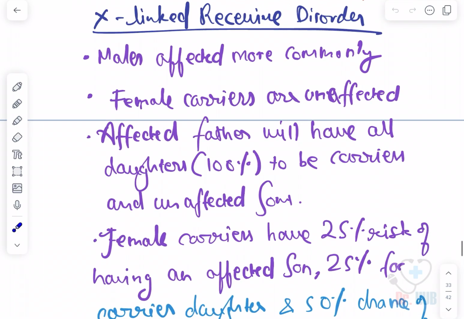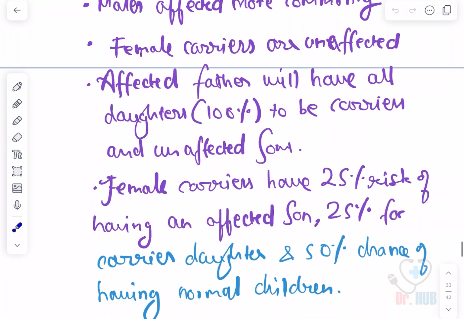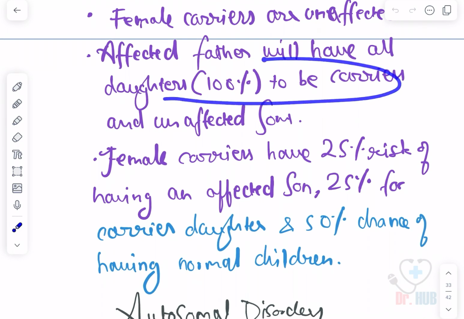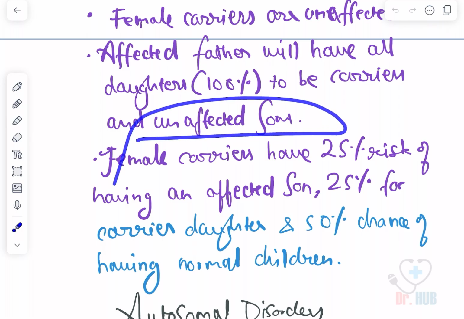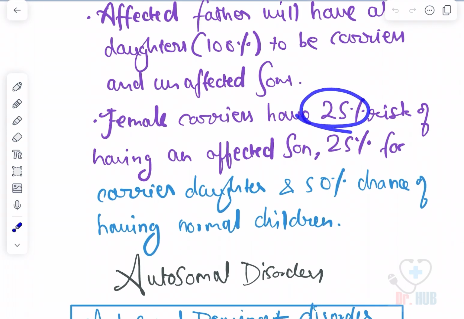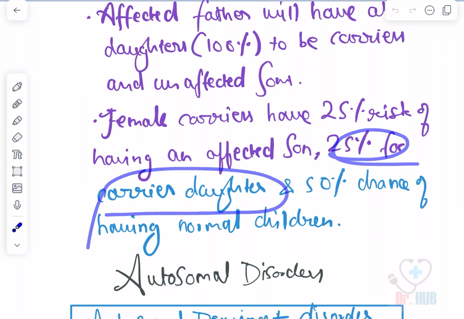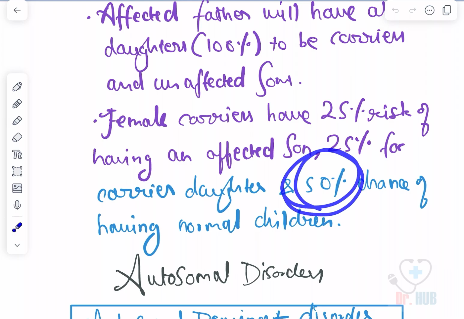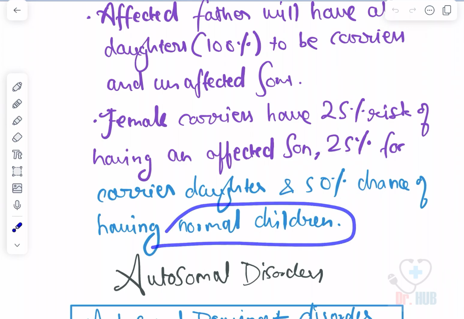So in X-linked recessive, it is only the daughters who will be affected, they will be 100% carriers, whereas the son is unaffected. Next, the female carriers are at 25% risk of having an affected son and 25% for carrier daughters, and a 50% chance of having normal children.